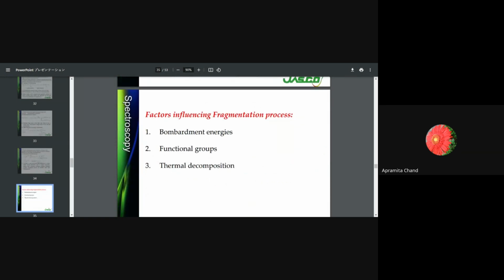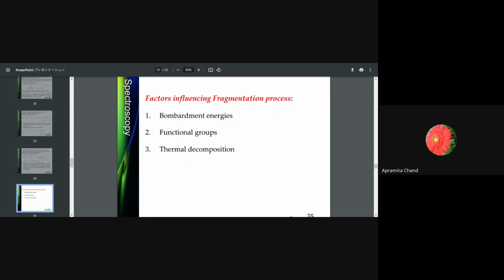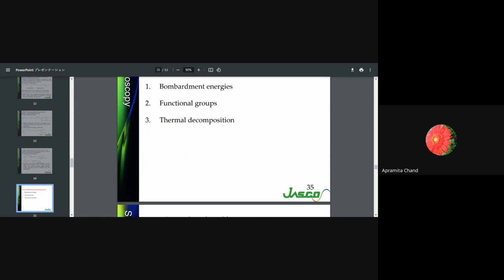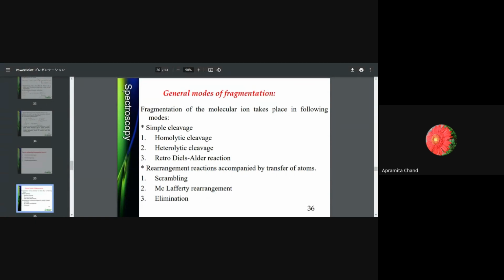Now, what kind of factors can influence the fragmentation process? You can have bombardment energies, functional groups, and thermal decomposition. So general modes of fragmentation, what will be there?